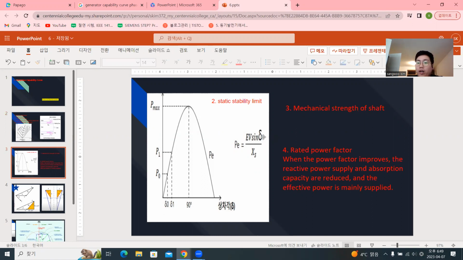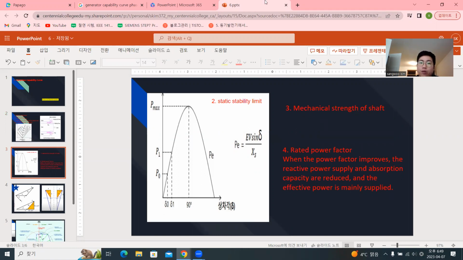This torque angle cannot go over 90 degrees. When it's over 90 degrees, what happens? It's out of control, right? And we generally operate between 20 to 30 degrees, for safety. And of the last two parts, one is the mechanical strength of the shaft.